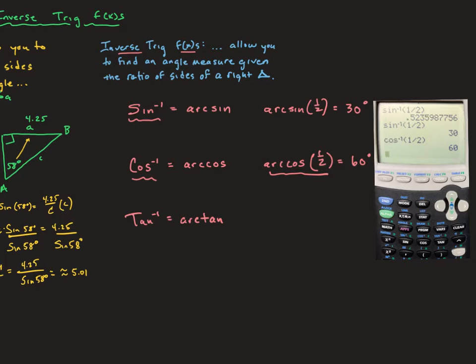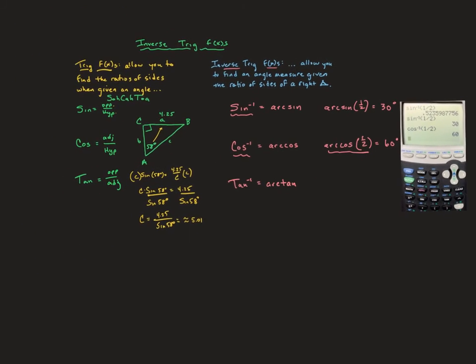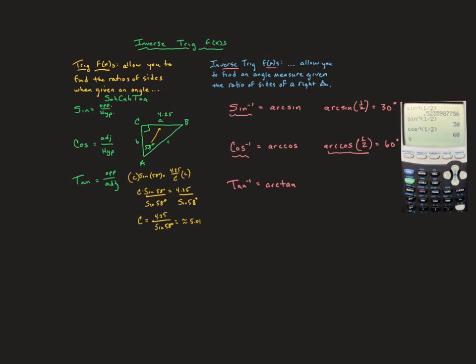So again, a lot of these things, the calculator will figure out, but you do have to understand what you're looking for. Again, given the ratio, we can figure out the angle using our inverse functions. On the other hand, with our trig functions, given an angle, we are able to determine the ratio. So those are inverses of each other.